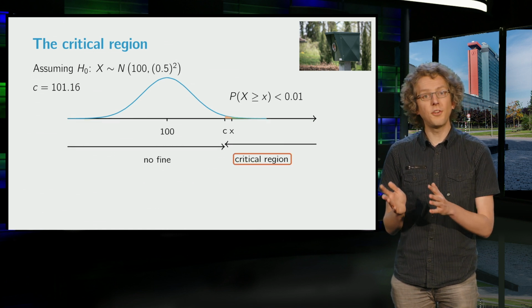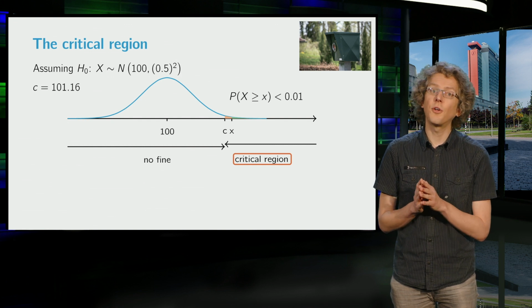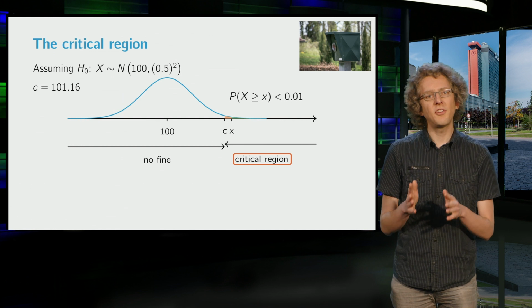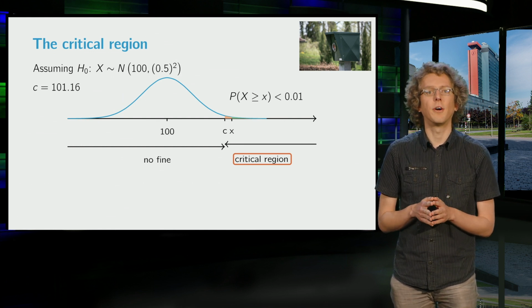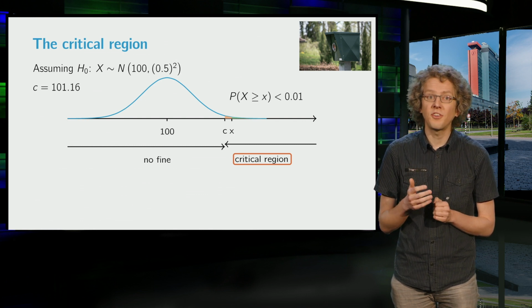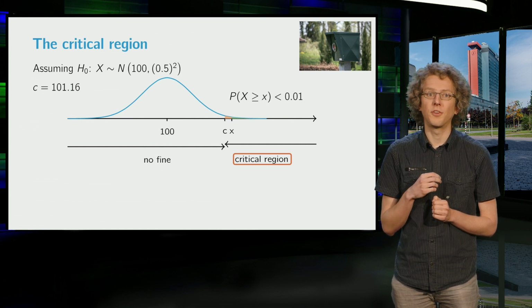The set of all these observations for which we do reject the null hypothesis is called the critical region. Now, let's take a step back. We have been considering type 1 errors so far. Then it will not come as a surprise that there also exists a type 2 error. And this makes sense. There are actually 4 possible situations.